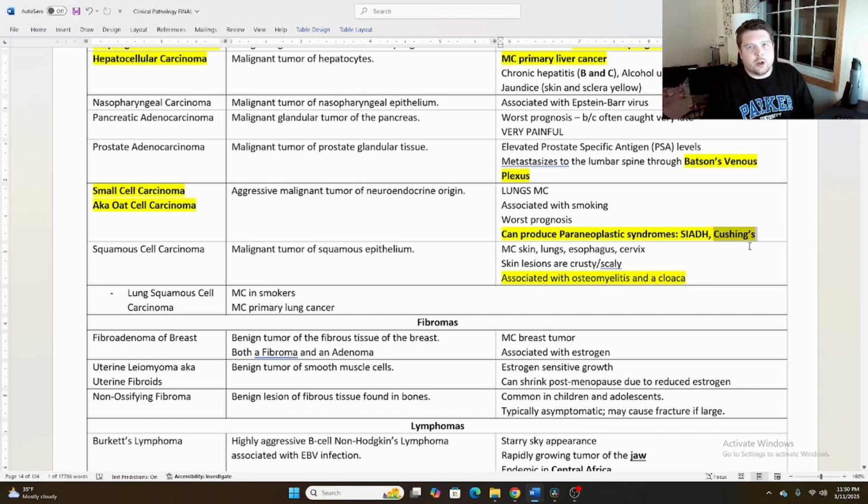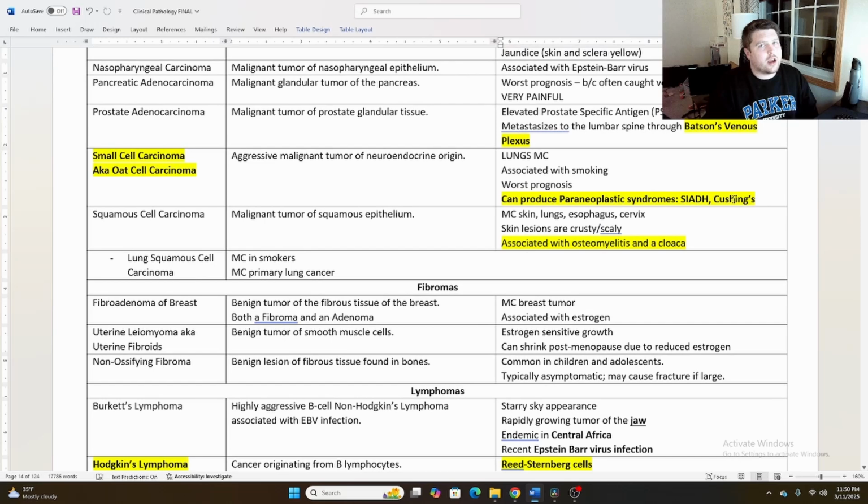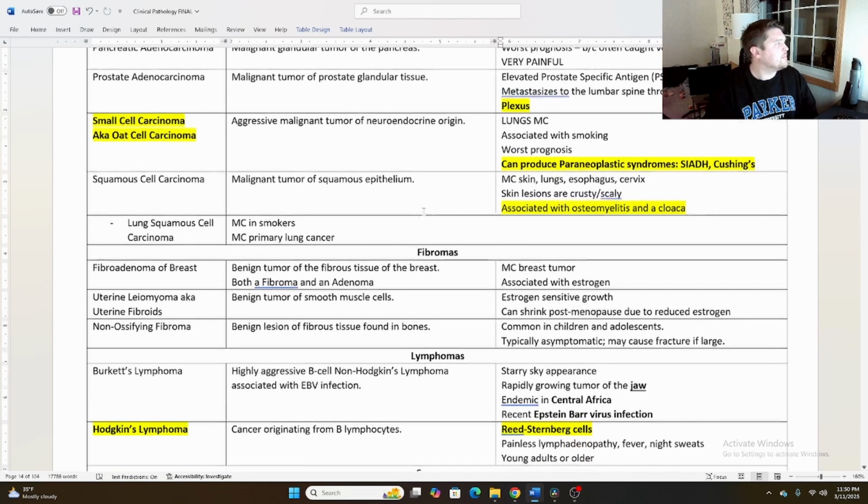Oat cell carcinoma can actually give off a hormone very similar to the adrenal gland stimulating hormone, specifically for cortisol. So the adrenocorticotropic hormone, so it stimulates and it causes the body to release more cortisol. That's very commonly asked as a test question.